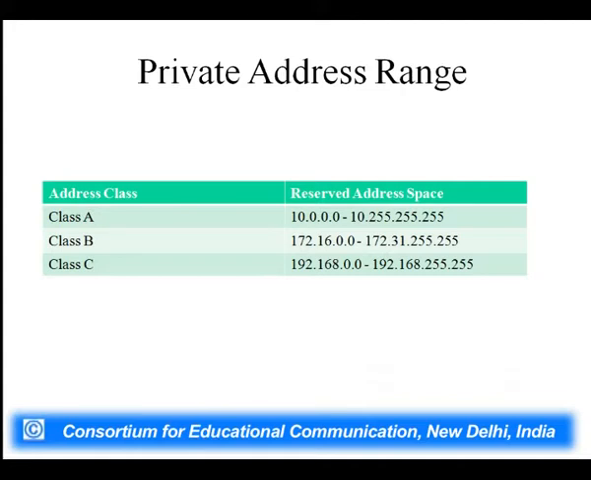right? And then we have 192 in class C, which is 192.168.0.0 to 192.168.255.255. Now, this group of addresses in each of class A, class B and class C are called private addresses.